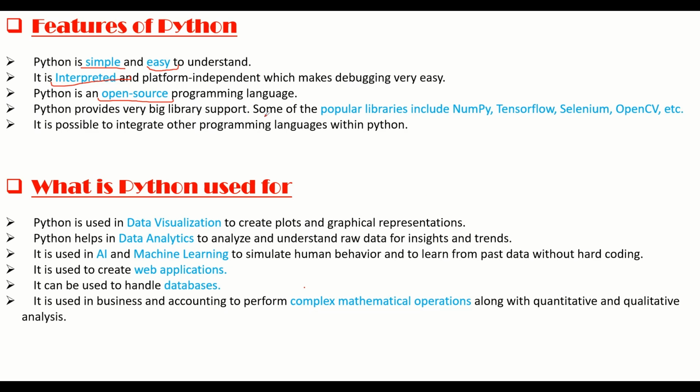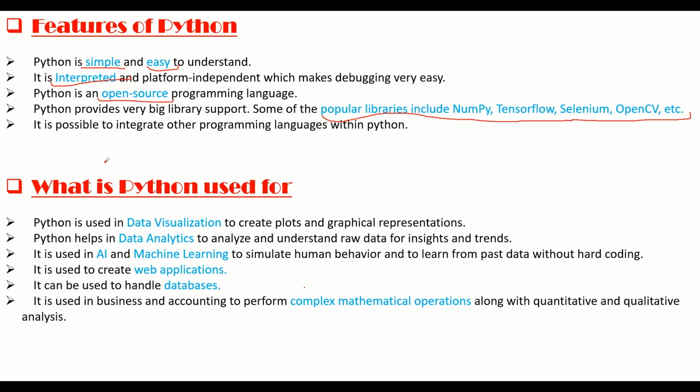So the next feature is popular libraries include NumPy, TensorFlow, Selenium, OpenCV, etc. So Python provides very big library support. Some of the popular libraries include NumPy, Pandas, TensorFlow, Selenium, OpenCV, and also scikit-learn, which is used for machine learning mostly. So Python is rich in library support.